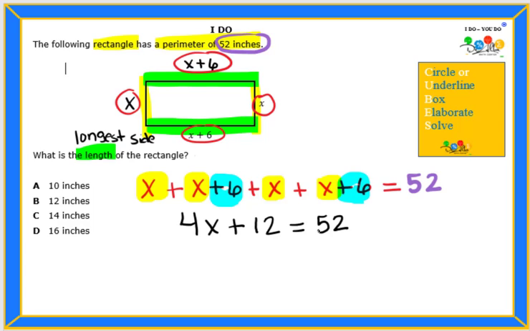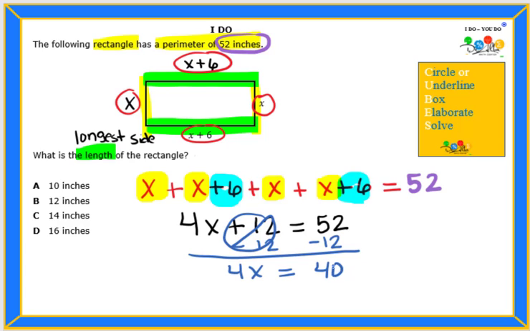Now we have a two-step equation, and we are trying to solve for x, not because we need x, the shorter side, but because that's going to help us. We also need x to figure out what the longer side is. So let's solve for x. The opposite of plus 12 is minus 12. So we subtract 12, and in the equation, we do the same exact thing to both sides. 12 minus 12 is 0, so we have 4x equals 52 minus 12 is 40.